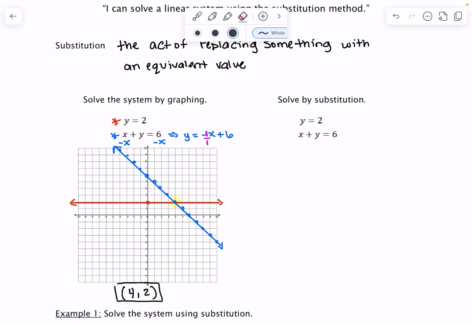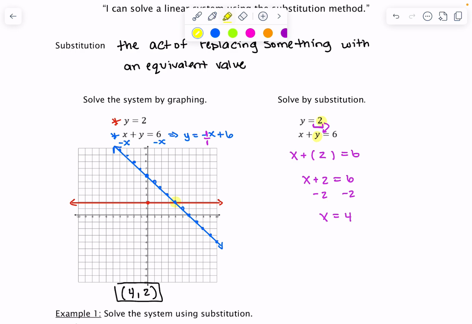So substitution means replacing something with its equivalent value. Well, in this case, I know that y equals 2. If y equals 2, I can go ahead and replace the y in the other equation. So instead of x plus y equals 6, I'm going to have x plus 2 equals 6. I'm replacing this y that I'm highlighting with the 2. I'm substituting it in. Now I can go ahead and simplify. We can drop the parentheses and just have x plus 2 equals 6. Subtract 2 on both sides and get x equals 4.